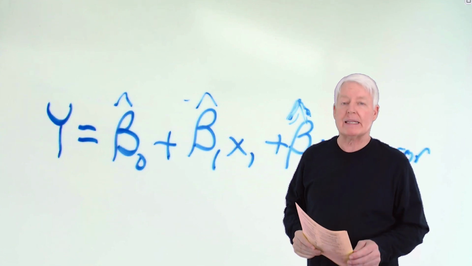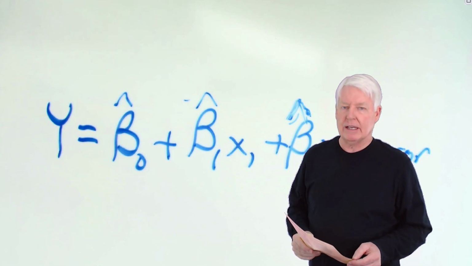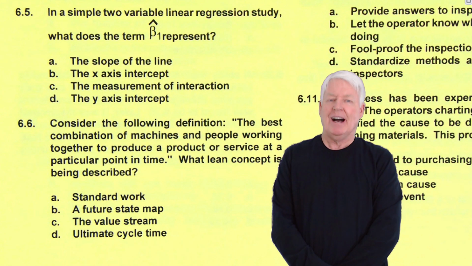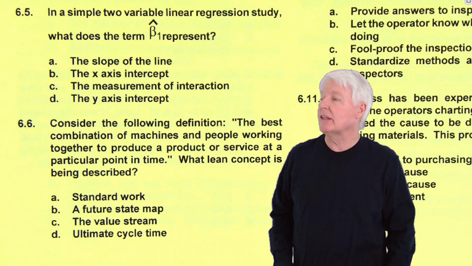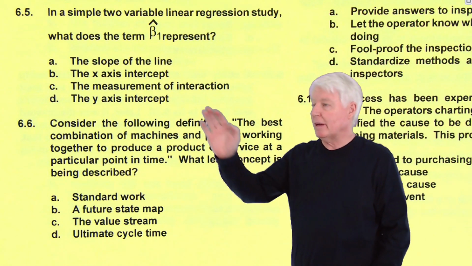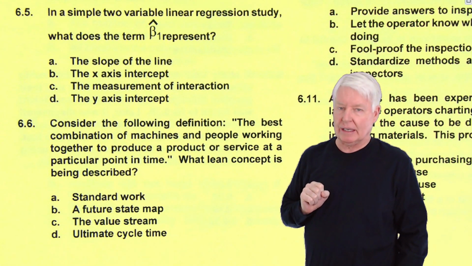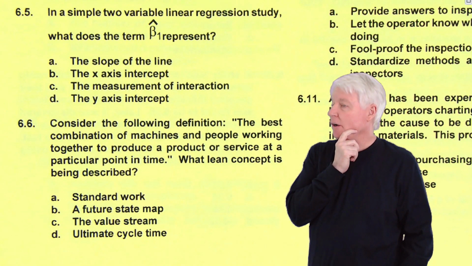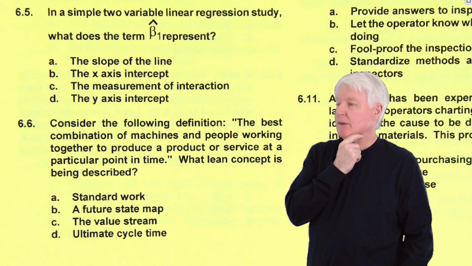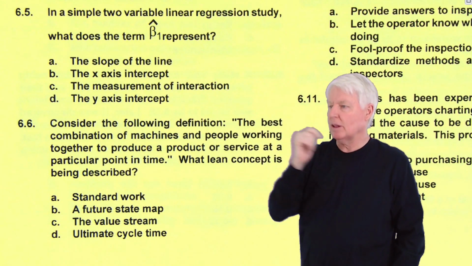So let's go back to the yellow pages and check this out one last time. All right, here we are back at the yellow pages in the primer, and 6.5 says, in a simple two-variable linear regression study, what does the term beta 1 represent? There it is, the slope of the line.